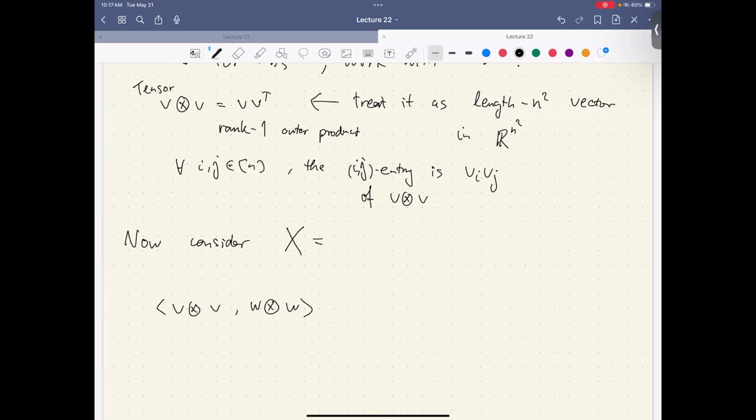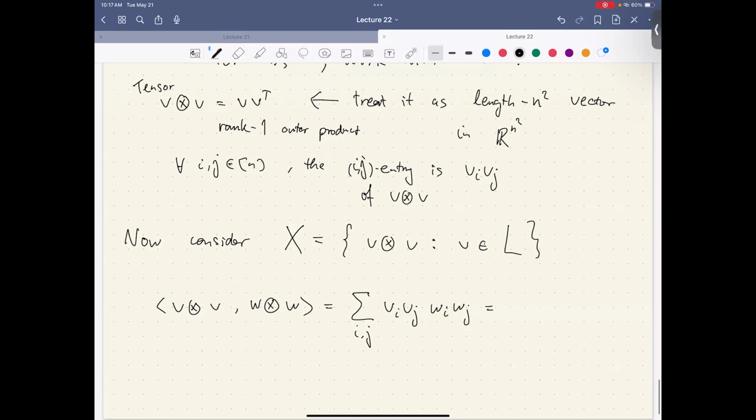So we let our set be all the tensors where these vectors come from our original set L. Now, if you look at it, the inner product of two new elements is precisely the dot product. The dot product means you multiply them entry-wise. We have n squared entries, one for every ij. The other one's ij entry is wi wj. If you group i together and group j together, that's precisely the inner product of v and w, twice.